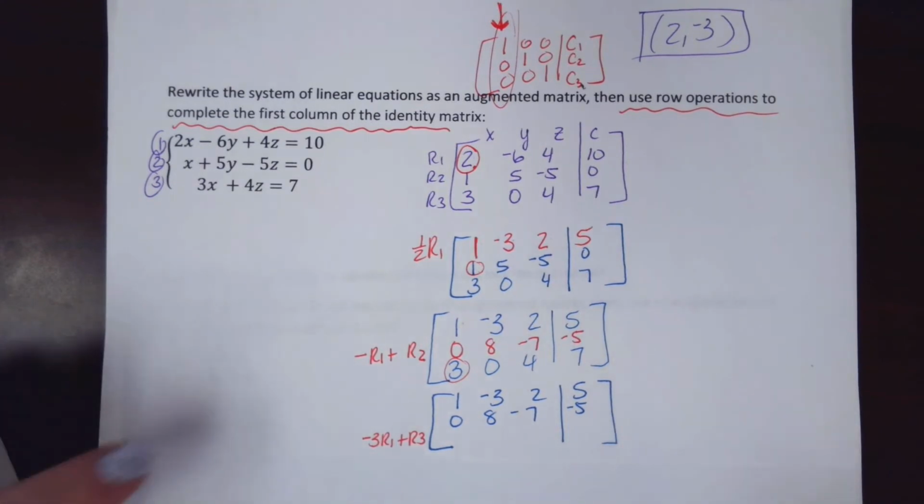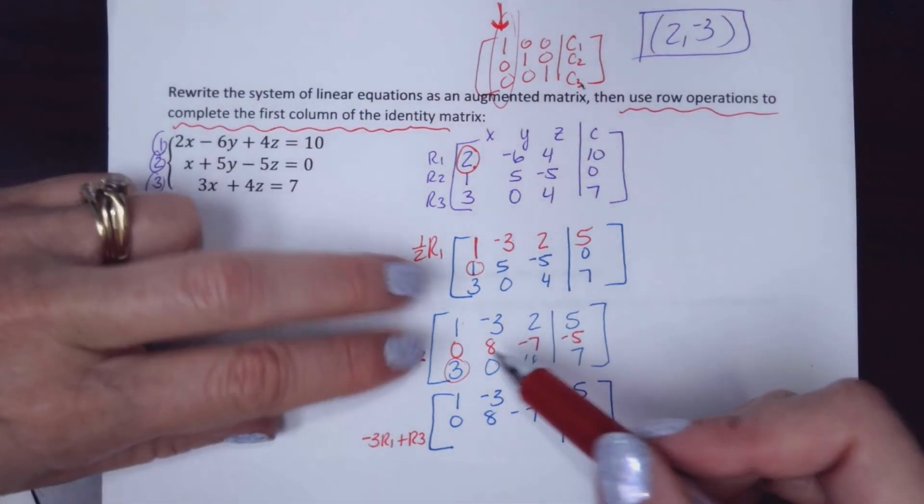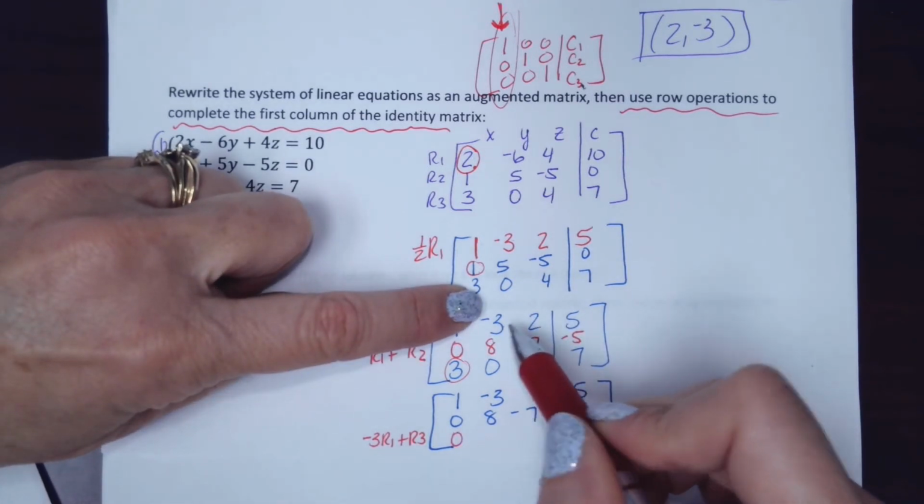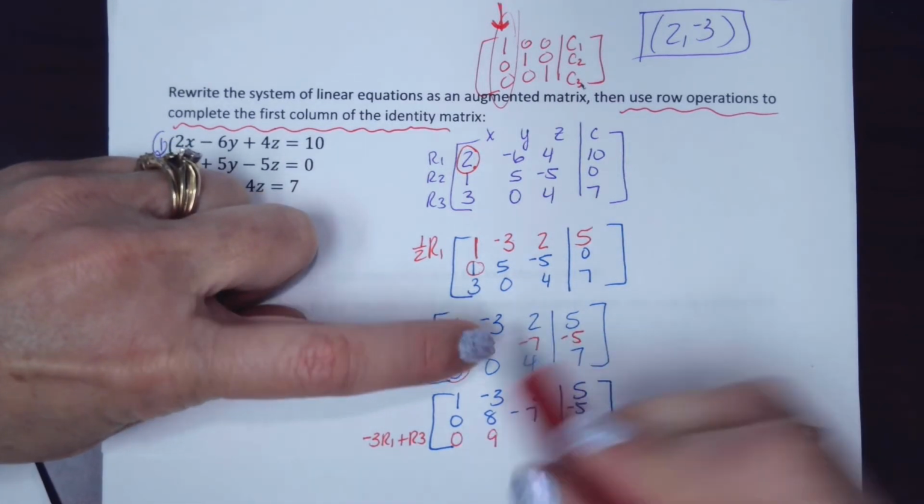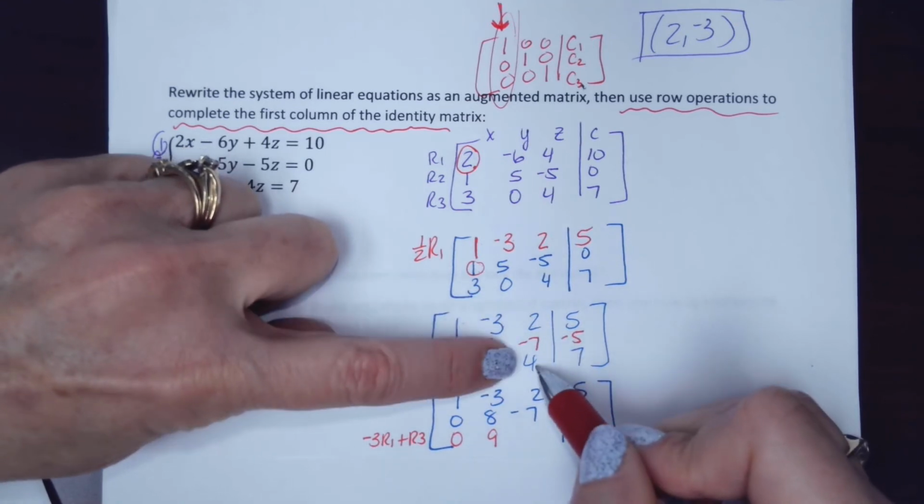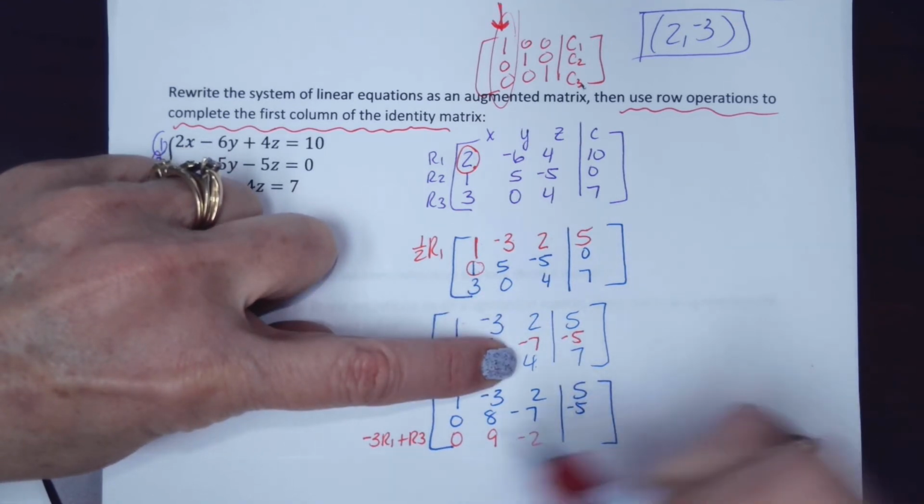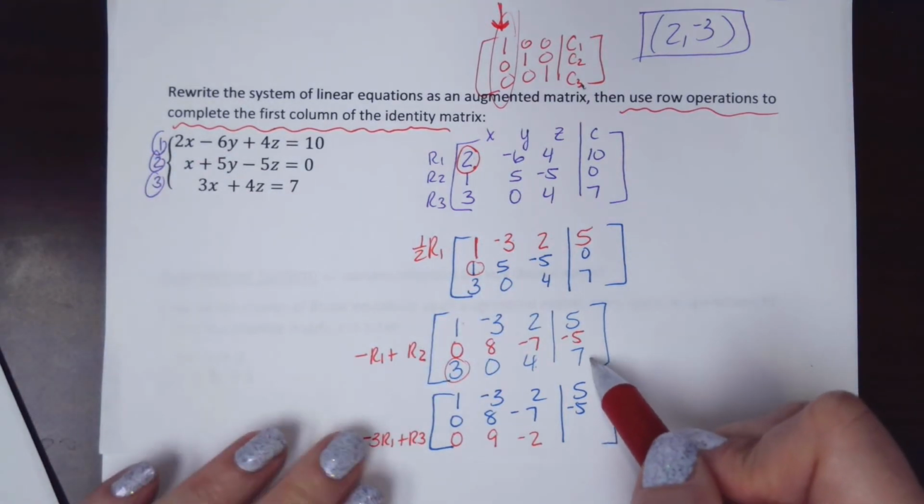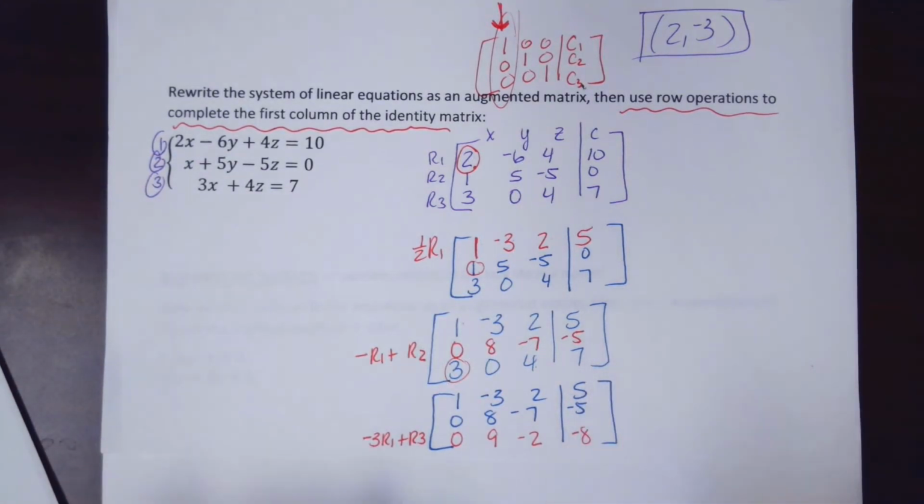Okay, excellent. So this becomes -3 plus 3 is 0. -3 times -3 is 9. -3 times 2 is -6, plus 4 is -2. -3 times 5 is -15, plus 7 is -8.